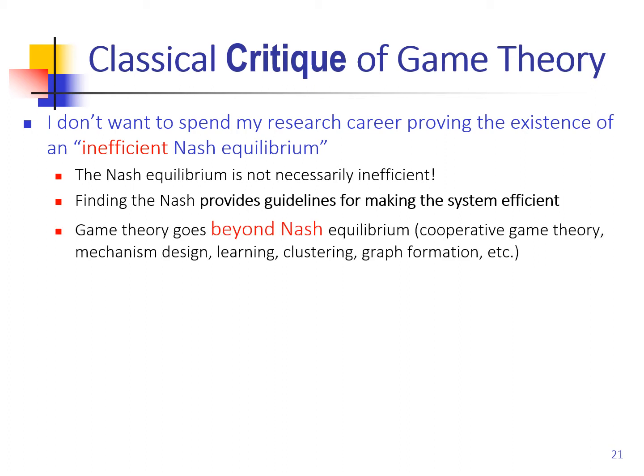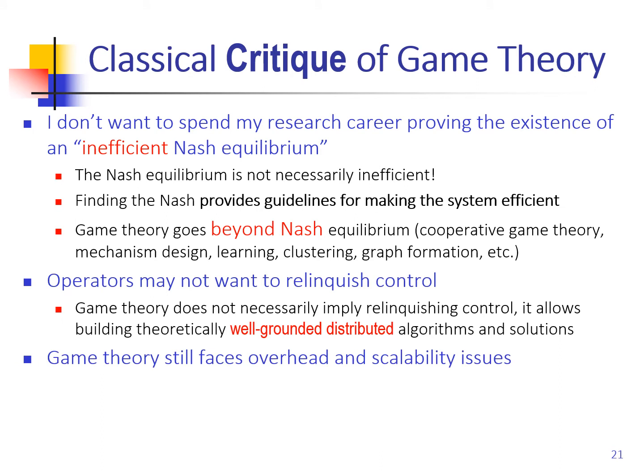And moreover, game theory goes beyond Nash equilibrium. So we talk also about cooperative game theory, mechanism design, clustering, graph formation. So Nash is just one possible equilibrium. And yeah, this was an example basically of operators.